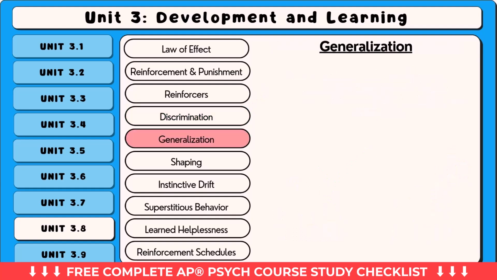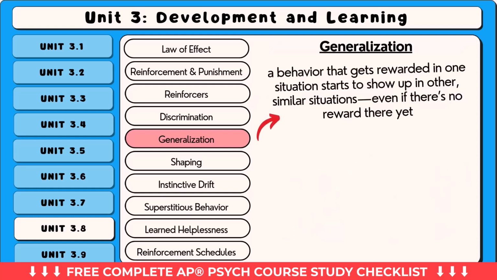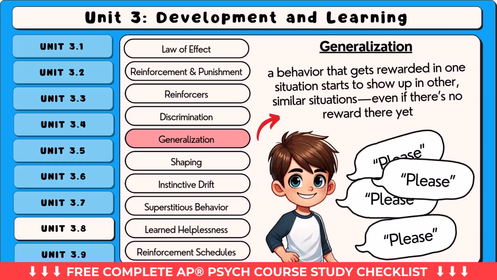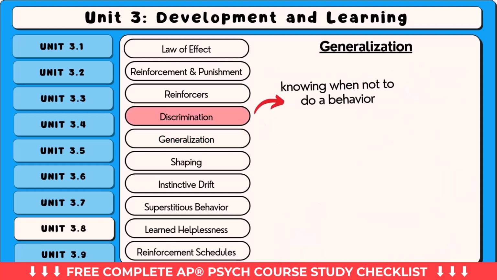But sometimes we also learn reinforcement generalization. This is when a behavior that gets rewarded in one situation starts to show up in other similar situations, even if there's no reward there yet. It's like the behavior spreads. For example, let's say a child gets praised for saying please at home. After a while, they also start saying please at school, at restaurants, and at friends' houses, even if no one gives them praise every time. That's reinforcement generalization. The child learned that saying please is a good behavior, so they start using it in more places. So while discrimination is about knowing when not to do a behavior, generalization is about trying the behavior in new places.